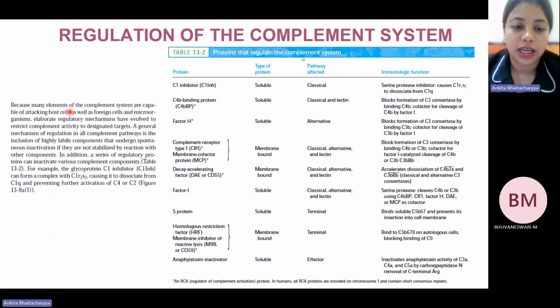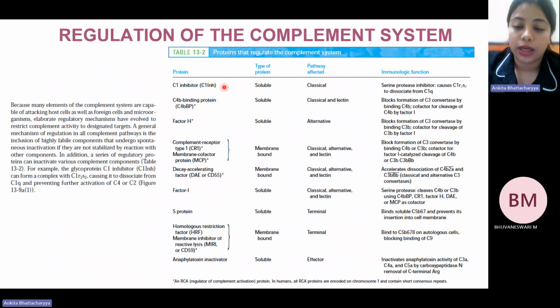Apart from that, we have decay accelerating factor, factor I, S protein, HRF, which is homologous restriction factor, or the membrane inhibitor of reactive lysis, or anaphylatoxin inactivator. I'm not going into the action of all of them, but you can read up on it. These are all the proteins that regulate the complement system.